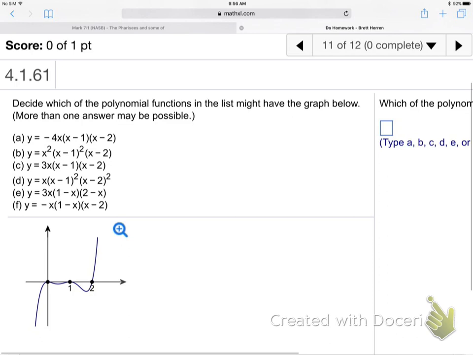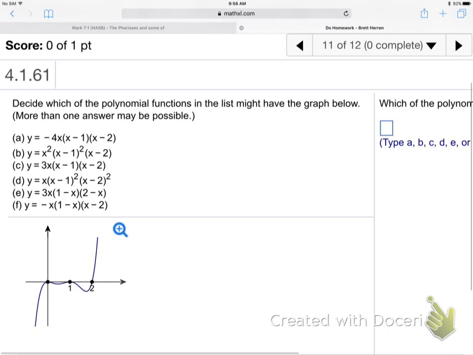So anyway, this is tricky. Not only do they give us A through F, but they say there's more than one answer possible. All right, so they want us to look at that graph, and from that graph figure out which of those are possible. Okay, well, what do y'all think?